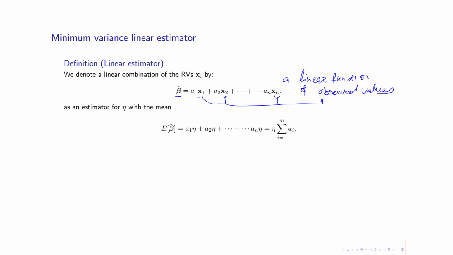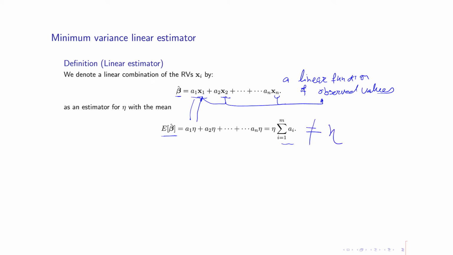Now, for this linear estimator, whatever values you choose for a1 to an, the expected value of this is going to be equal to the expected value of the first term plus the expected value of the next term and so on. The expected value of the first term, because a1 is a constant number, becomes a1 times the expected value of x1, which is eta, and so if you add them, you can get this one. Obviously, not for all values of ai is this equal to the true value. This is not always equal.